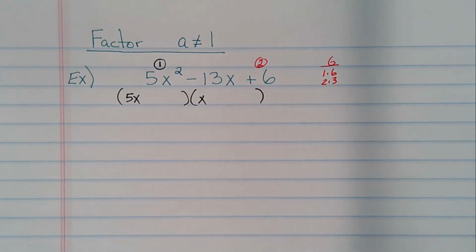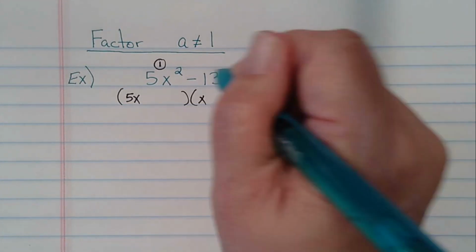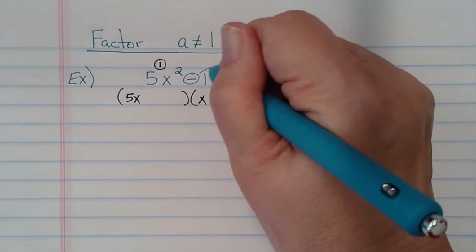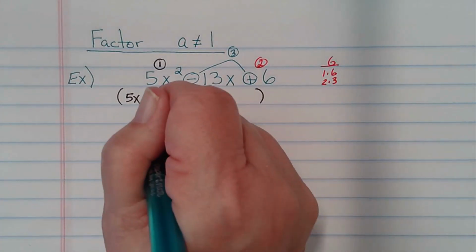Then the third place that I look is my signs. Since my last term is positive, I know they either need to both be positive or both be negative. But then I see that the middle term is negative, so that tells me that they're both going to be negative.